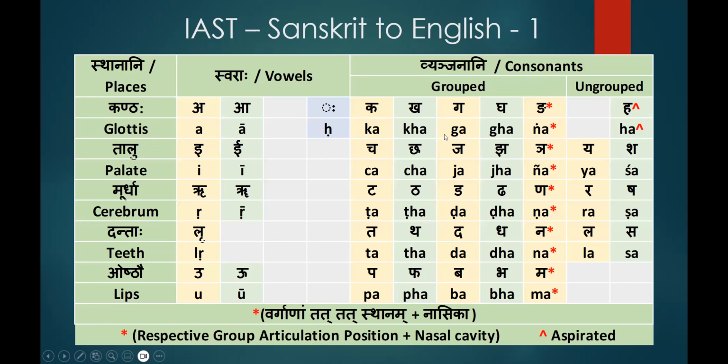Ka, kha, ga, gha, nga. So, there is a nose coming into the picture. Pa, pha, ba, bha, ma. You can try all this yourself. You will notice that there is nasal activity there. So, this is coming from two areas, both from the glottis and from the nasal area. This is the palate area and the nasal. This is the chavarga, fifth alphabet. Cerebrum and the nasal activity, na, teeth as well as the nasal activity, na, only lips and nasal activity, ma.